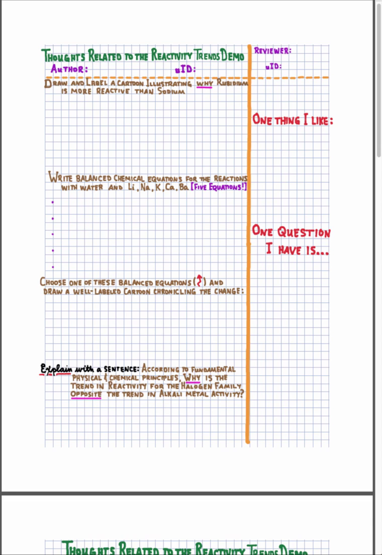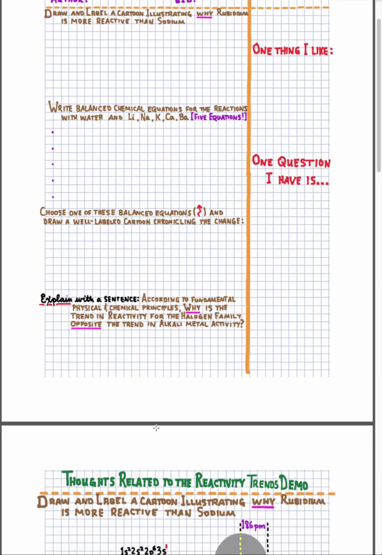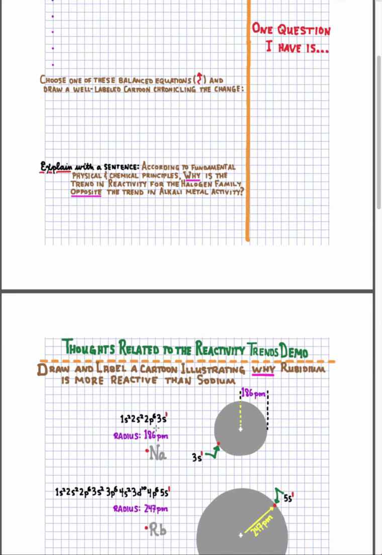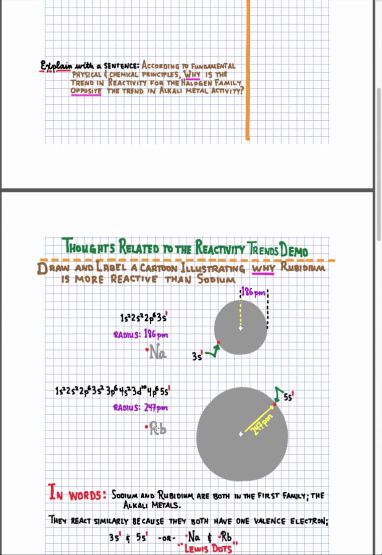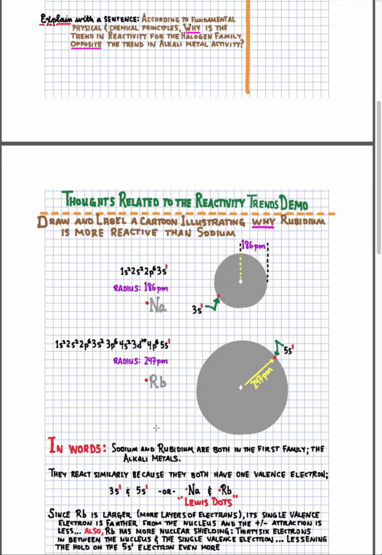Oh yeah, we put sodium, lithium, potassium in water. I think we might have also put magnesium and calcium in water, looking for the trends in reactivities. Those are the questions. Hopefully you're familiar with them by now. The first one was, draw and label a cartoon illustrating why, emphasis on why, rubidium is more reactive than sodium.